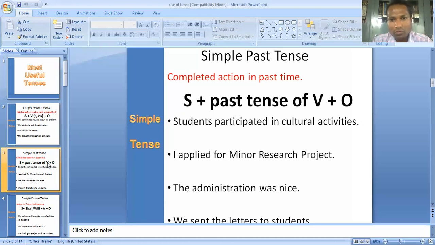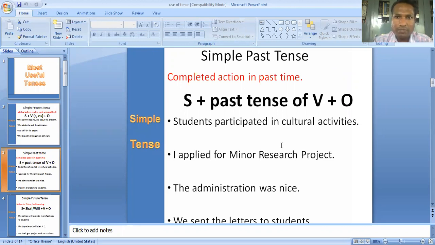Okay, now the examples are over here. Read the first example, Mane. Students participated in cultural activities.